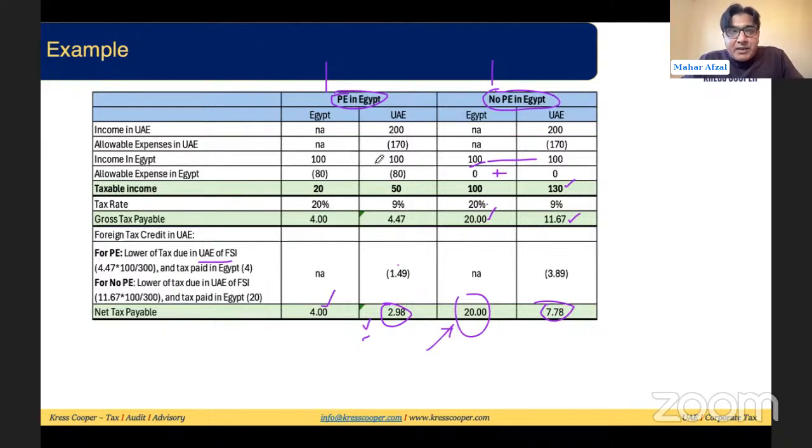Here you cannot claim because it has become a PE there, and you will be liable to register there. Once you are registered there, you will be liable to pay tax. Maximum 9% of the taxable income you can calculate in Egypt. You can recover a claim in Egypt, in the UAE.